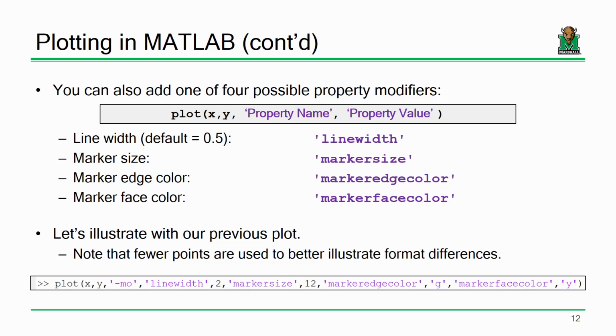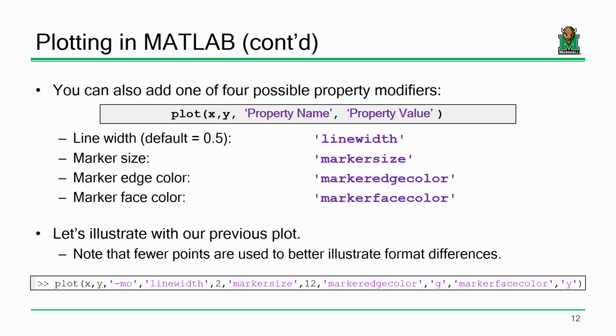Circle markers. Okay. Now we've got a line width of 2. So if the default is 0.5, that means the line itself is going to be a little thicker, right? Okay. The marker size is going to be 12. Those are measured in pixels, by the way. So 12 pixel markers. Now look at this. Marker edge color and marker face color. So the edge of these markers are going to be what?